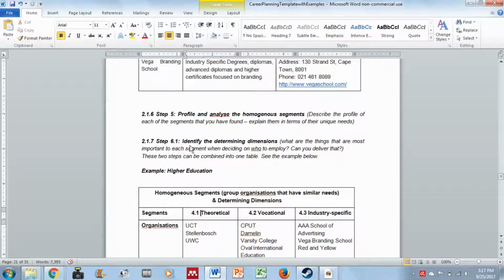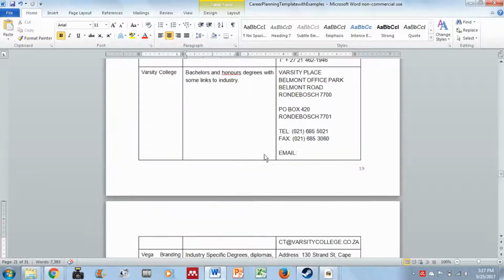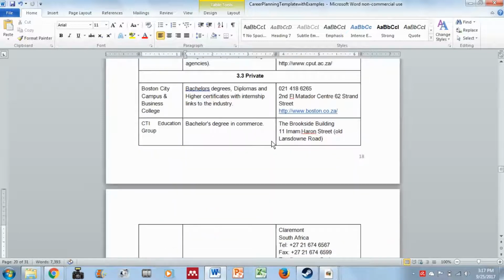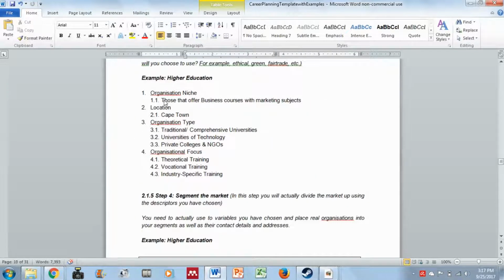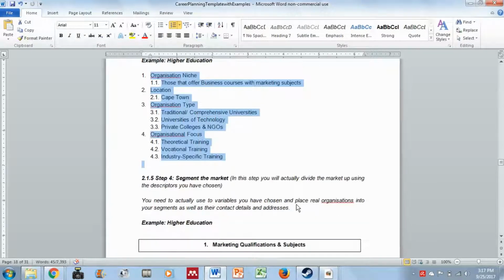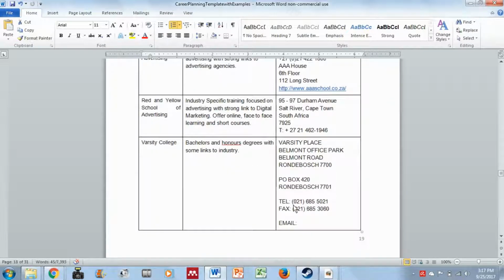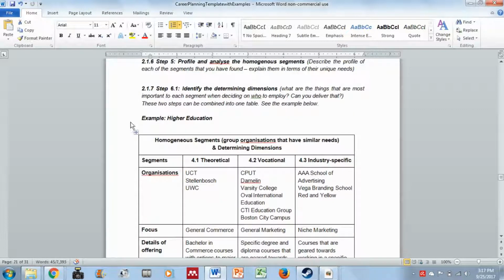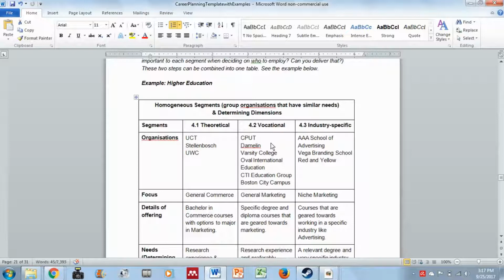Step 6.1. Identify the determining dimensions. What are the things that are most important to each segment? Now you'll have to develop your table in terms of your segments very specifically based on the bases that you chose. Right, so then I look at the homogeneous segments and the determining dimensions. Determining dimensions, remember, are the things that an organization needs for you to be able to work there.